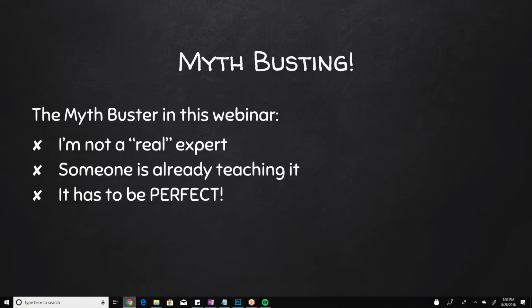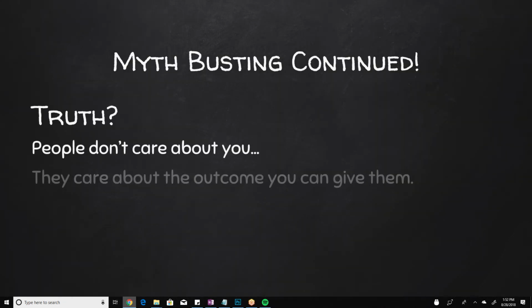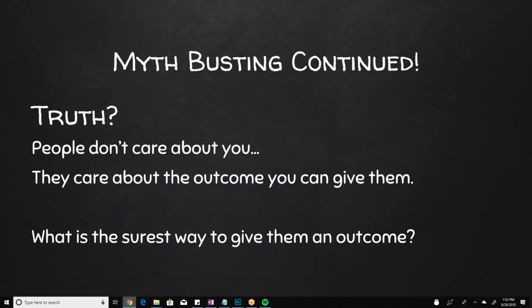So this is the myth. You got to be real. Someone's teaching it and it has to be perfect and all of that. So the way that I bust that myth is I say, the truth is, people don't care about you. They just don't. They care about themselves and the outcome that they need. And for good reason. They got family, they got, you know, time is limited. Okay? So it doesn't matter if you're an expert because they don't care about the expert, they care about themselves.